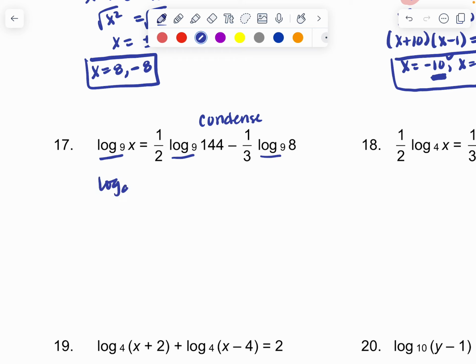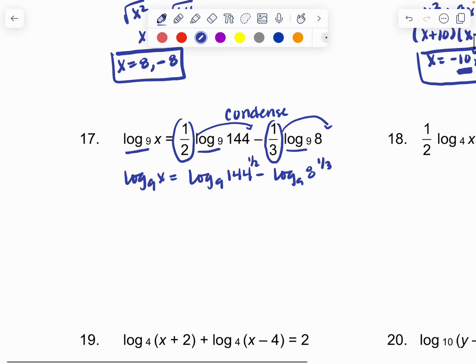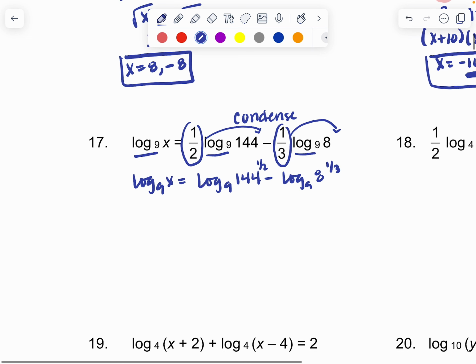This is log base 9 of x equals. Remember, you guys, this 1/2 flew down from this 144. This 1/3 flew down from that 8. So this is really log base 9 of 144 to the 1/2, minus log base 9 of 8 to the 1/3. Okay, now the question of the day is, what the heck does it mean to be raised to the 1/2 power? Let's write that on the side.